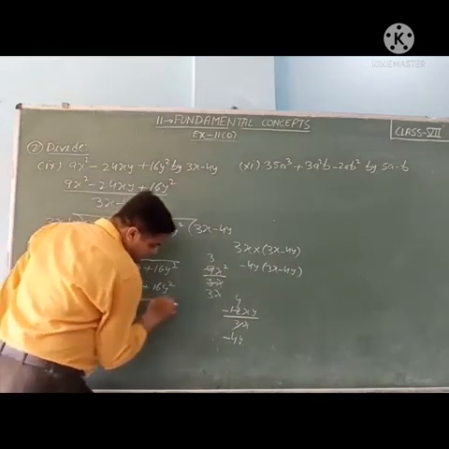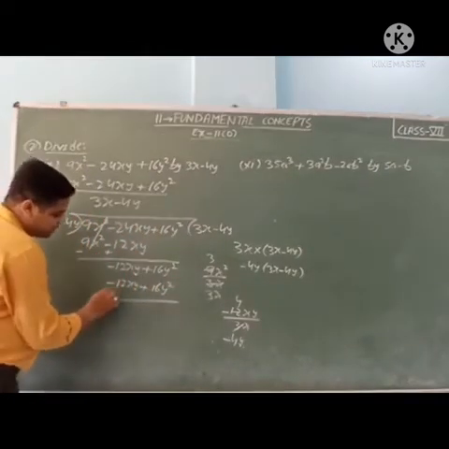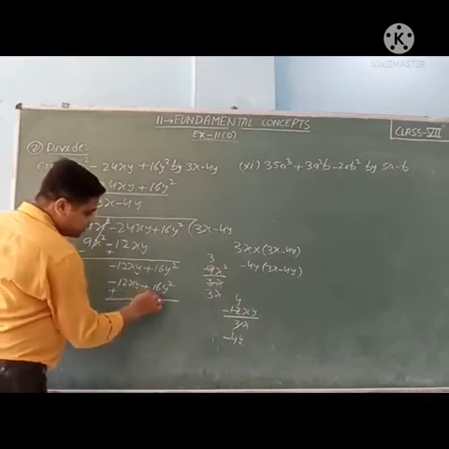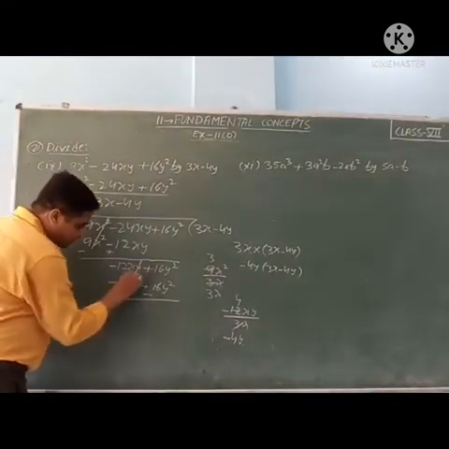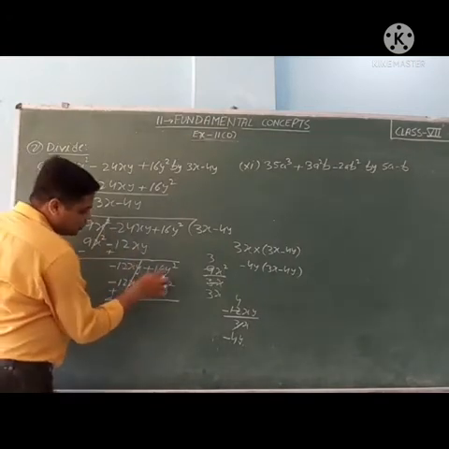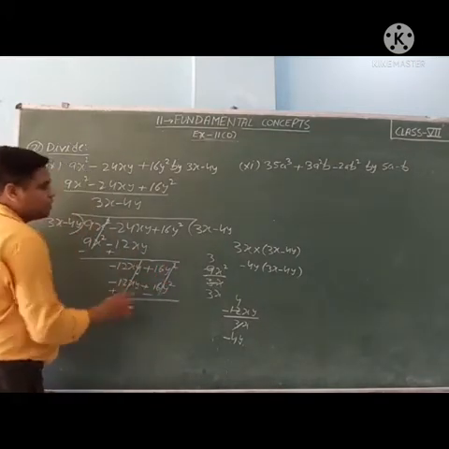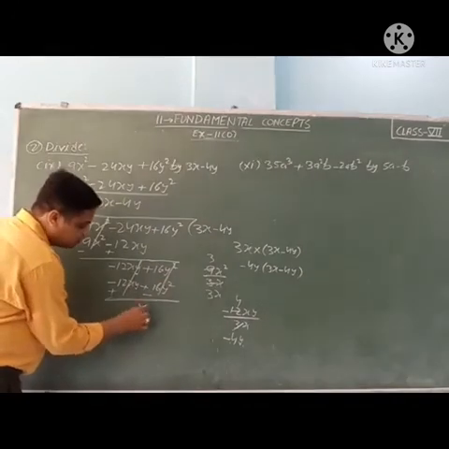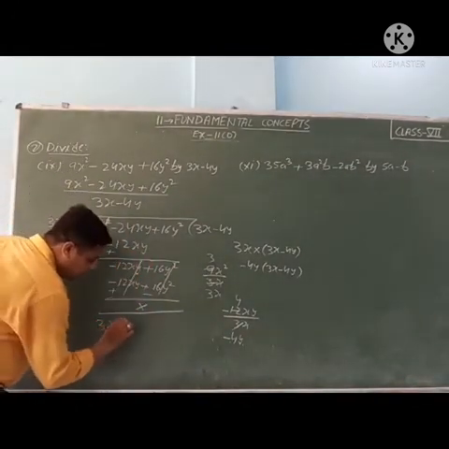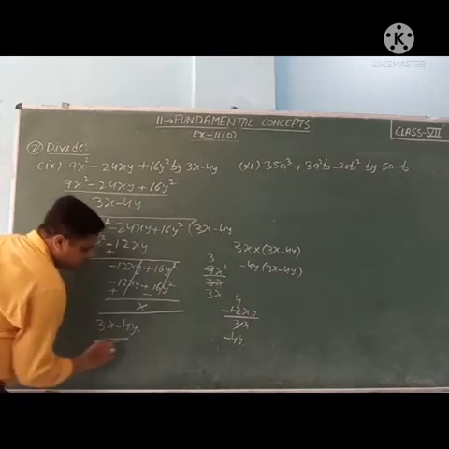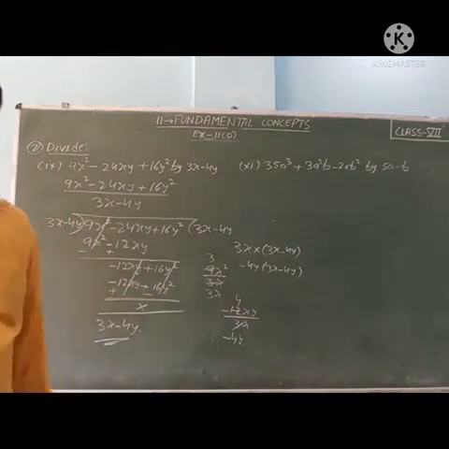square. Now change the sign. Minus sign changes to plus, plus sign changes to minus. So minus 12xy plus 12xy cancel. Plus 16y square minus 16y square cancel. No other term, so the solution is completed. So the answer is 3x minus 4y. This portion is rough, this we can rub.